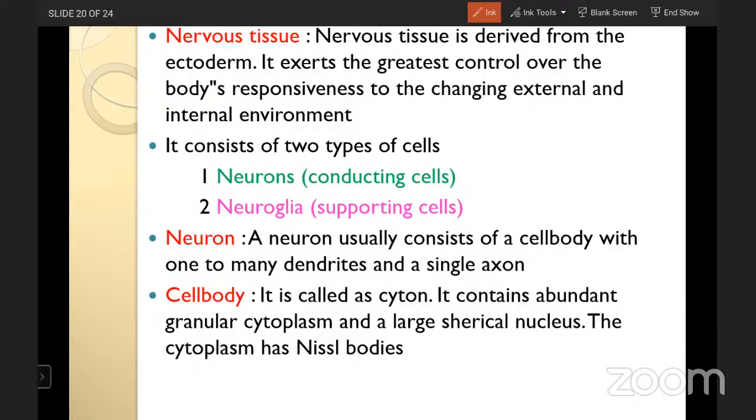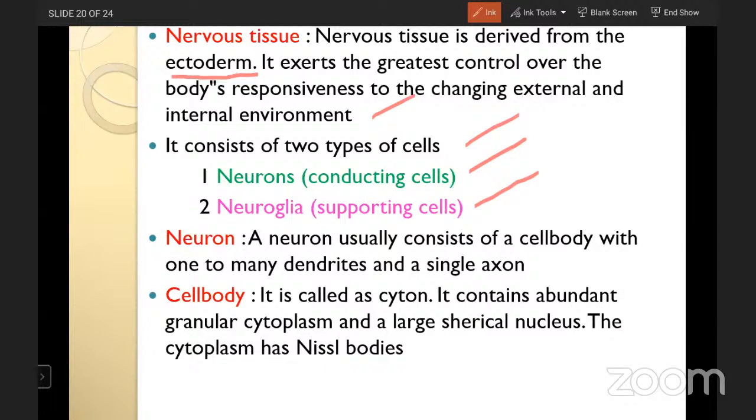Nervous tissue is derived from the ectoderm. So it is very, very important. It exerts the greatest control over the body's responsiveness to the changing external and internal environment. Means, with the help of the nervous system only, our body can respond to the stimuli which are coming from the external side, otherwise internal. It consists of two types of cells. Neurons, meaning conducting cells, and neuroglia, supporting cells.